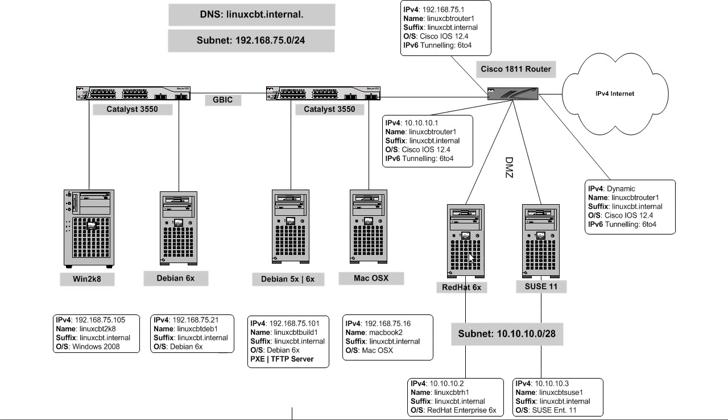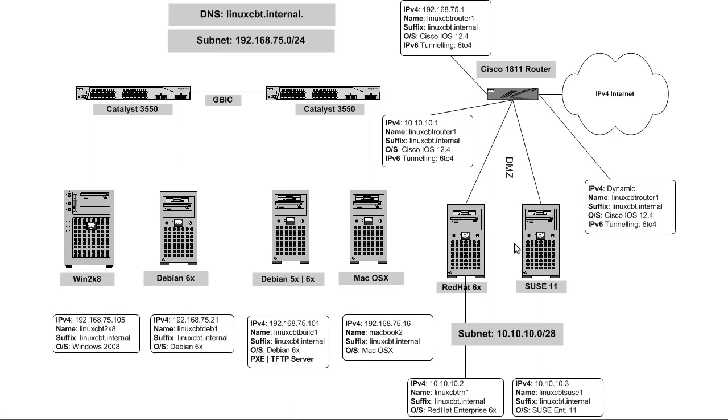In the DMZ, we have 2 systems currently. One's a Red Hat Enterprise 6X box located at 10.10.10.2, and its name is Linux CBT RH1, and it's in the same domain, despite the fact that it's in a different layer 3 subnet. So again, it's running Red Hat Enterprise version 6. And next to that system is a SUSE Enterprise 11 box, Linux CBT SUSE 1, which is at 10.10.10.3 in the same second and top level domain, Linux CBT.internal, running SUSE Enterprise 11.